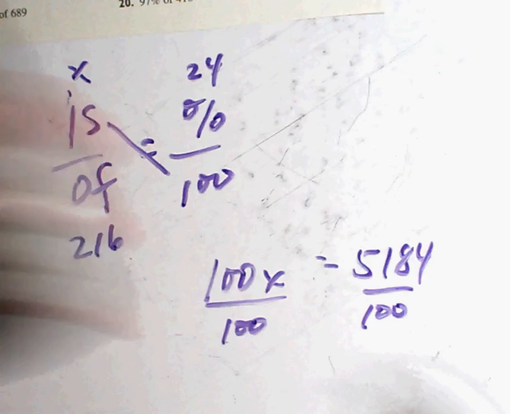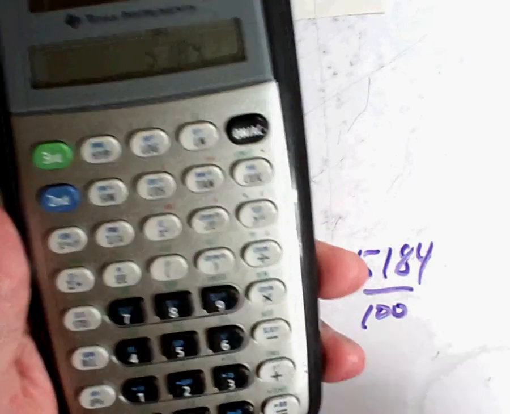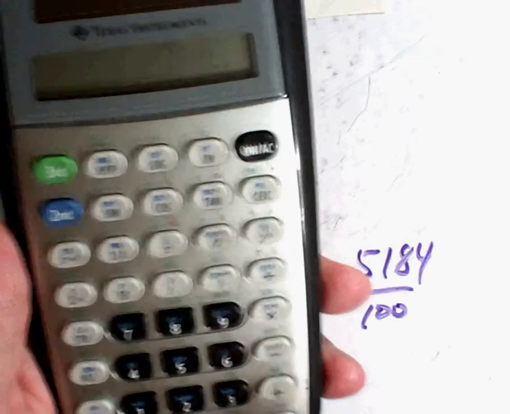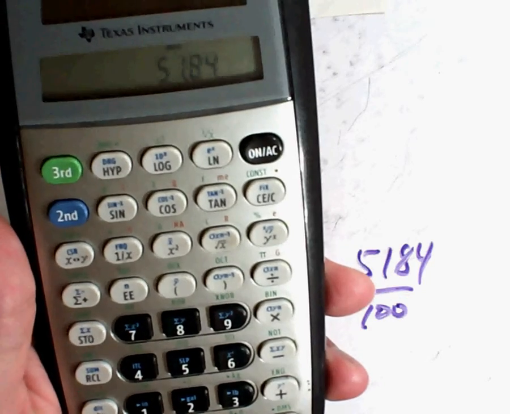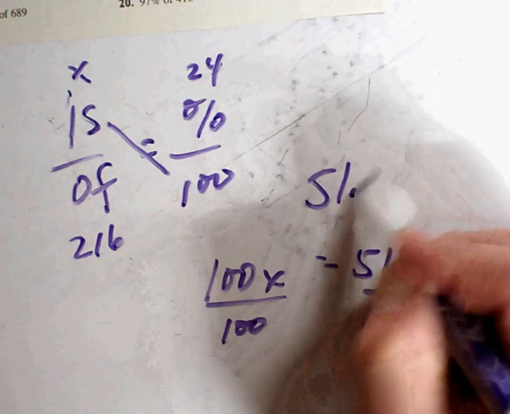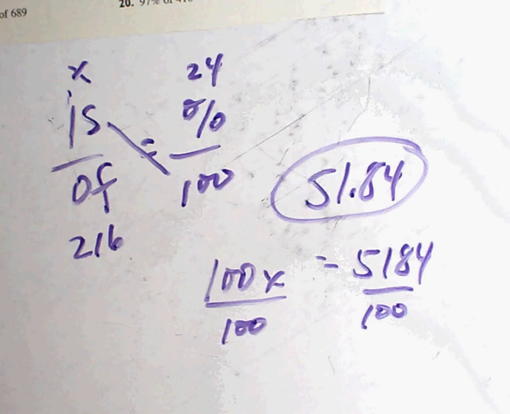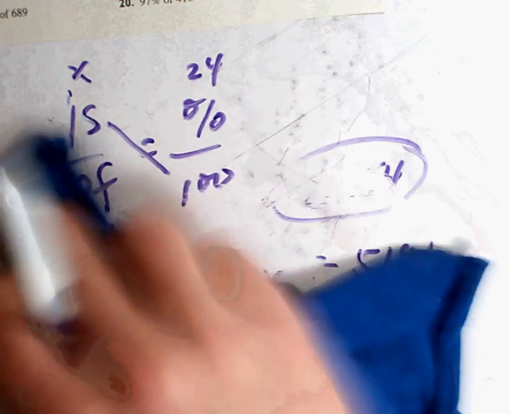Again, I'm going to move my math so you can see it. 5184 divided by 100. Answer, 51.84. There's my answer. Okay, let's try the next one.